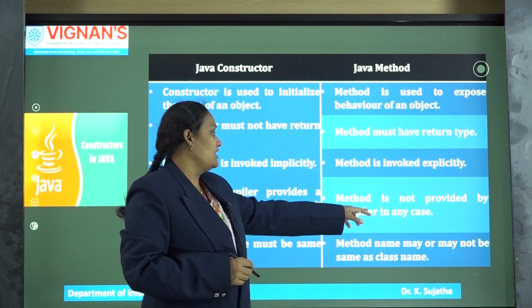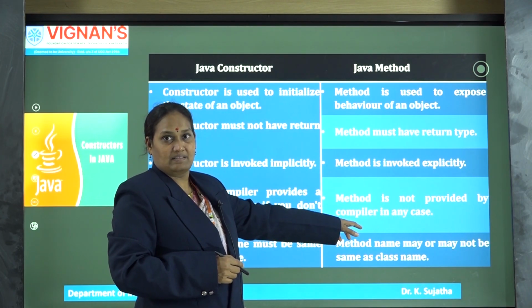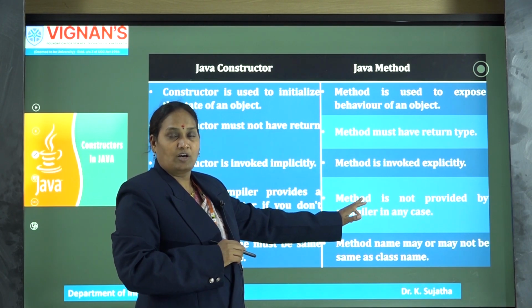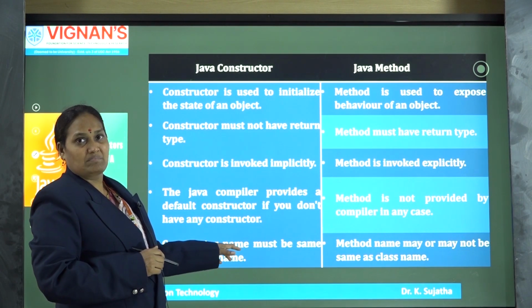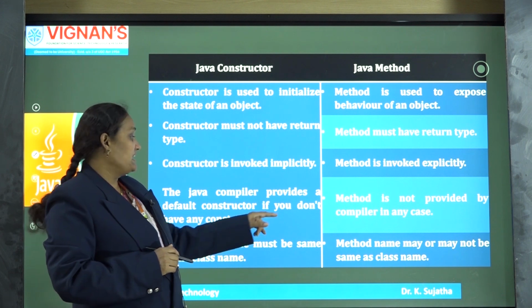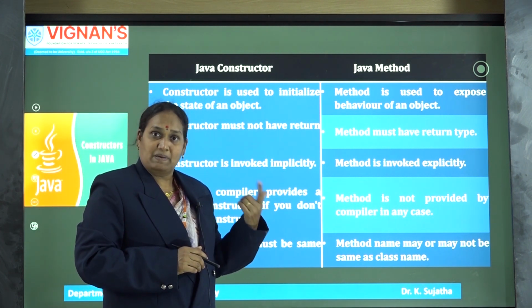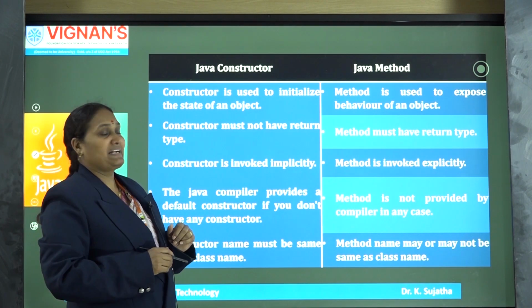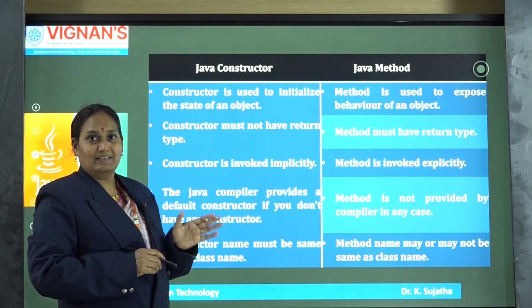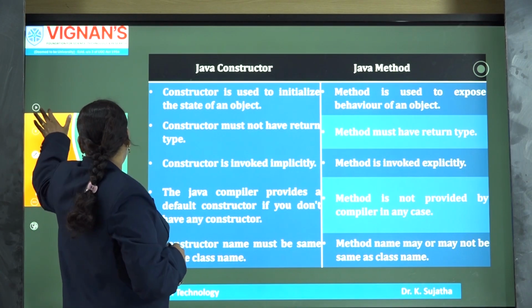But a method is not provided by the compiler in any case. Any method cannot be created by the compiler. Constructor name must be the same as the name of the class, but method name may or may not be the same as the class. So these are the main differences between constructors and methods in Java.